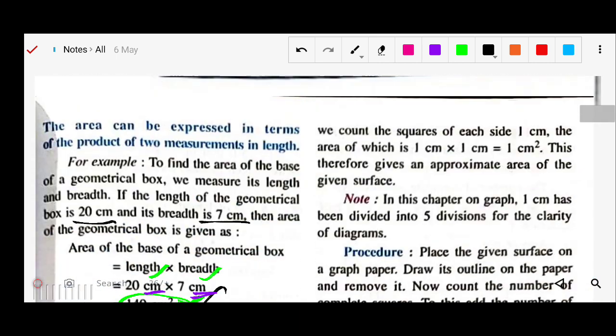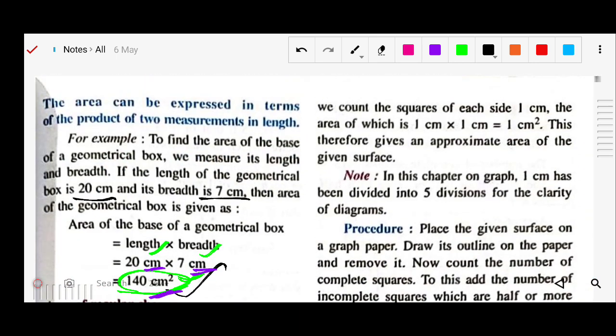So for that, we count the square of each side of 1 centimeter. So 1 into 1, that is 1 centimeter square, is the area of one box. By this we can find the approximate area of any given surface.